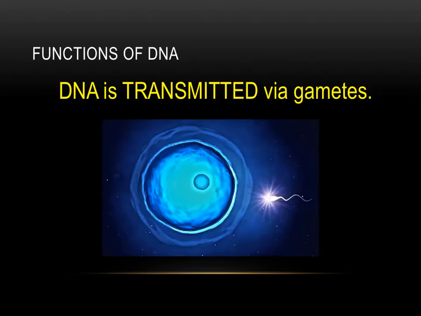Another amazing function of DNA is that it can be transmitted from parents to their children during reproduction. When an organism undergoes meiosis, it produces gametes or sex cells that contain a single set of DNA-carrying chromosomes. These cells are used for reproduction only, and when combined, produce offspring that are a blend of parental DNA.